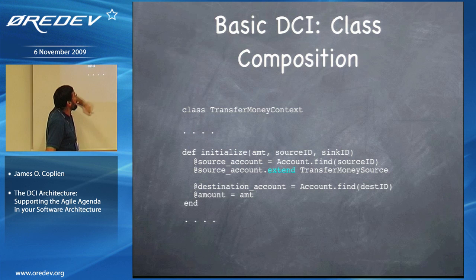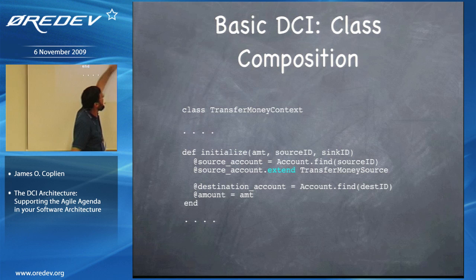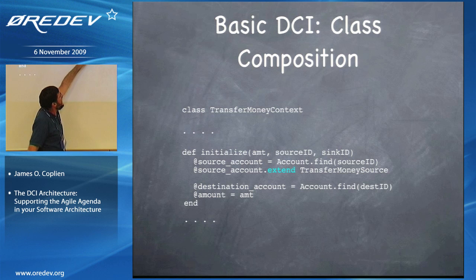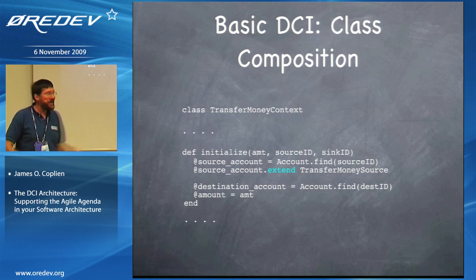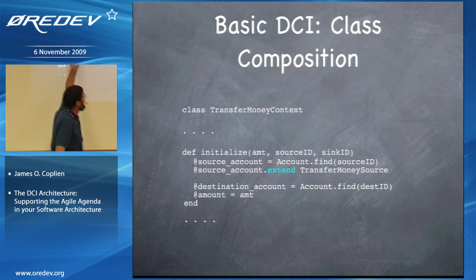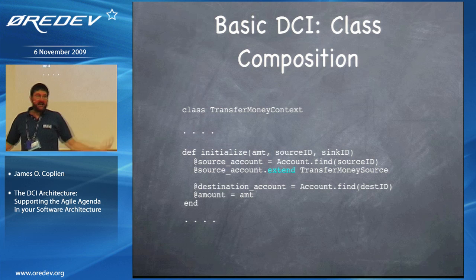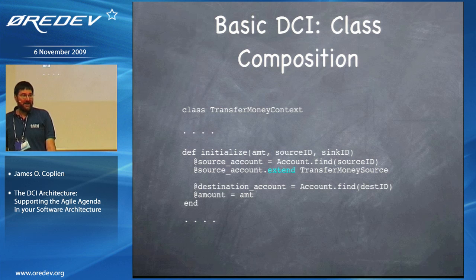How does the context set things up? Well, here for the source account, it's extending it to include the methods of transfer money source. So every object that gets implicated in a transfer money use case will be made smart right here so that it can be a transfer money source. It gets the methods of that class.